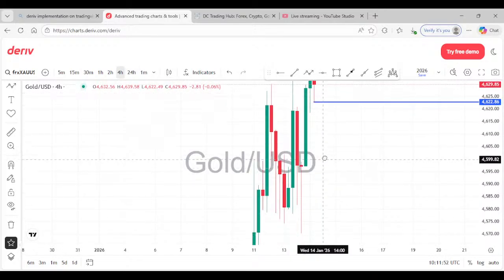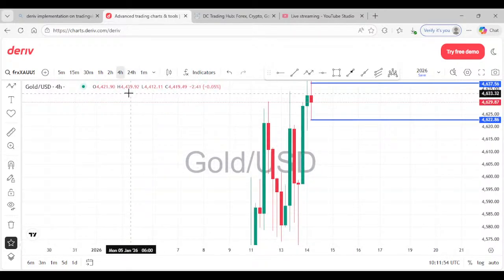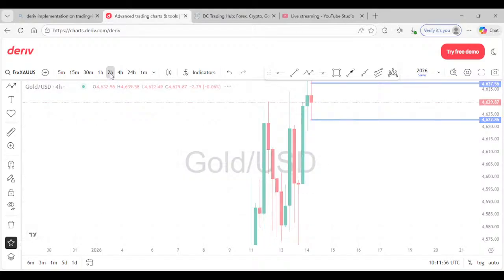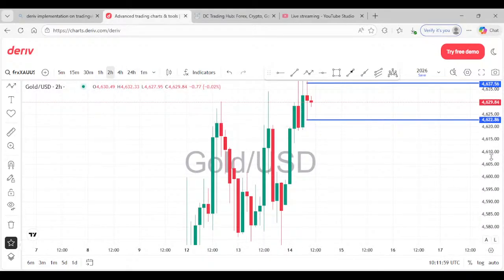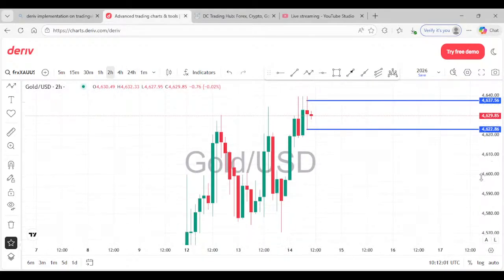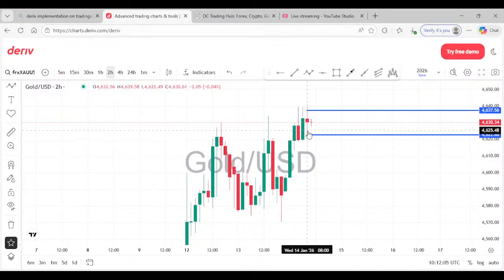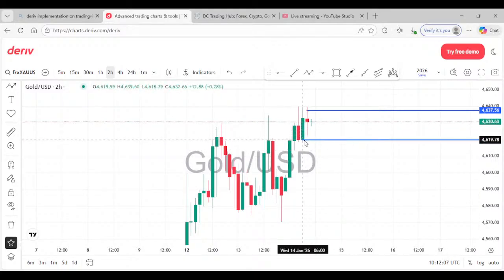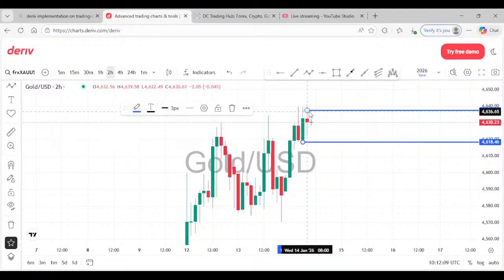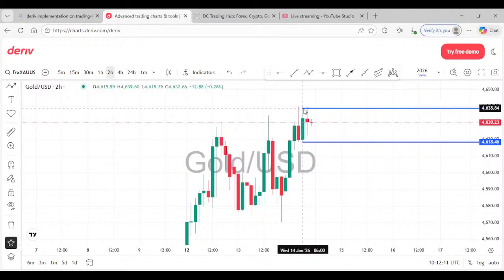On H4, I don't see much. On H2, I'm seeing the same thing, a raid that is taking place here, and price is likely going to target this level. If you look closely here, we can see a raid that took place above here, and price is now targeting here. Let me go on the H1.